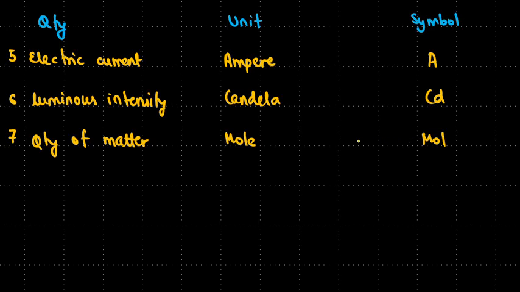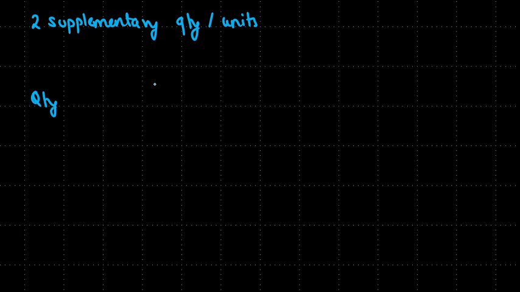So now let's talk about supplementary quantities because I said they were also quite important. There are 2 supplementary quantities, and they are actually derived units. Don't forget about them because they come from a formula, so they are derived units as well. So let's write the quantity, the unit, and the symbol.